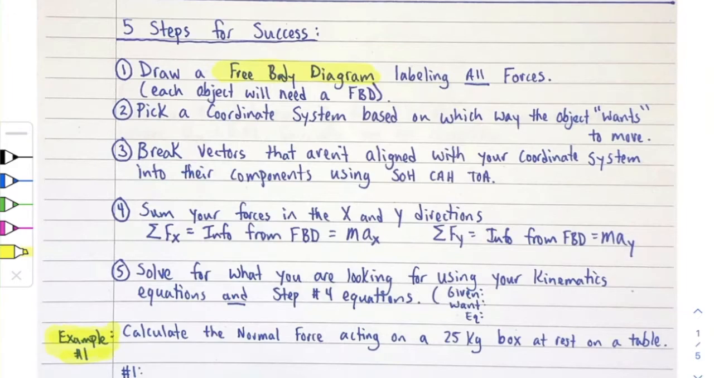Step 2 says pick a coordinate system based on which way the object, quote, wants to move.